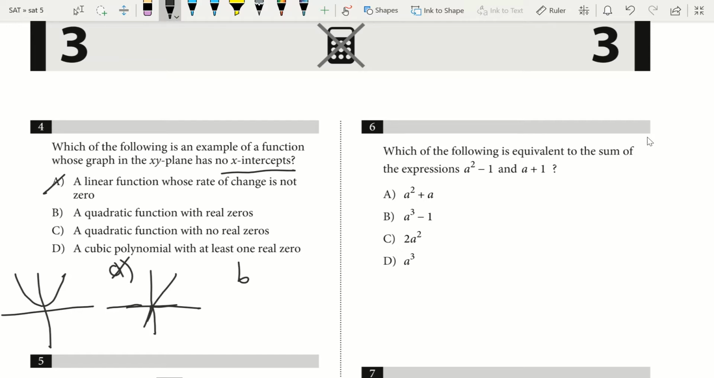If we look at B, a quadratic function with real zeros, well, real zeros means that it does cross our x-axis. So we can go ahead and get rid of B. If we look at C, a quadratic function with no real zeros, well, a quadratic function with no real zeros means that it doesn't cross our x-axis, which means we have no x-intercepts. So C will be our answer.